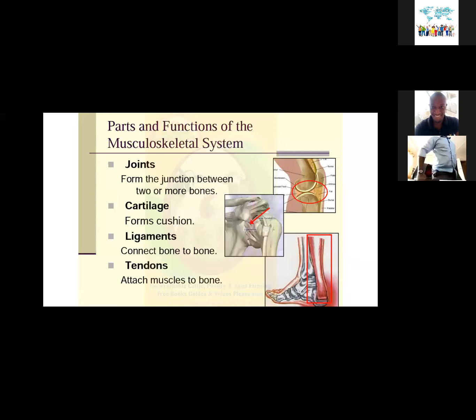So now let's look at joints. Joints are also part of the musculoskeletal system. So joints form the junction between 2 or more bones. So between any 2 or 3 or more bones, you always find a joint in between there.